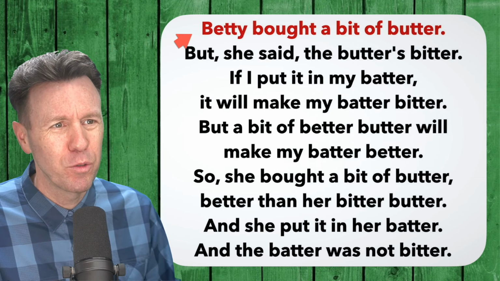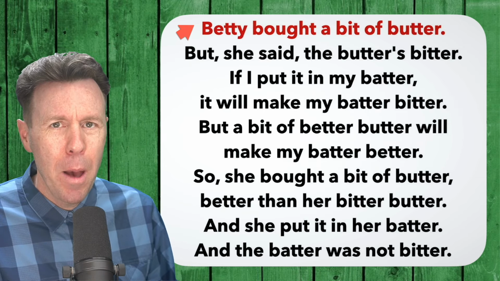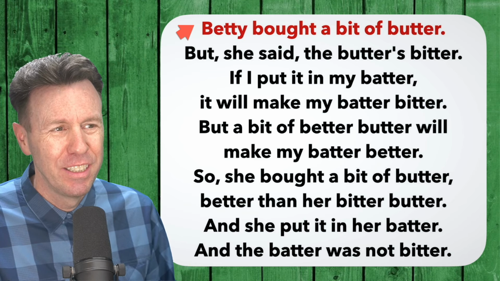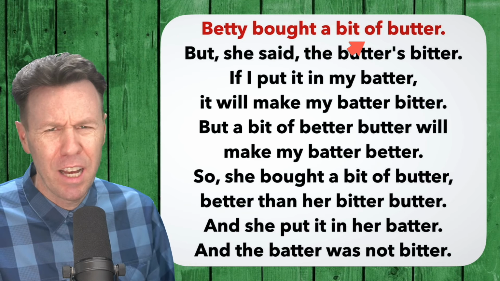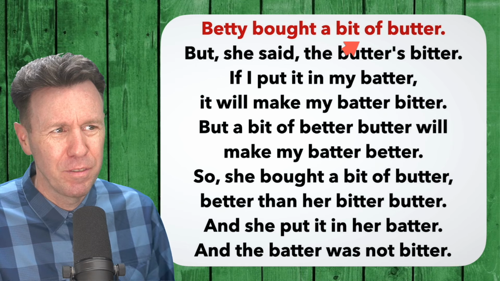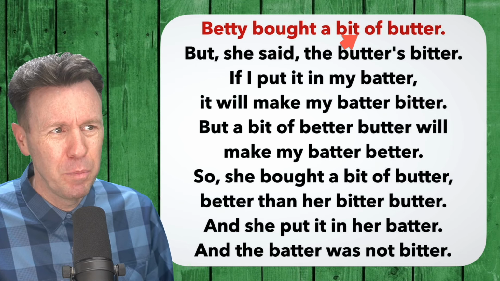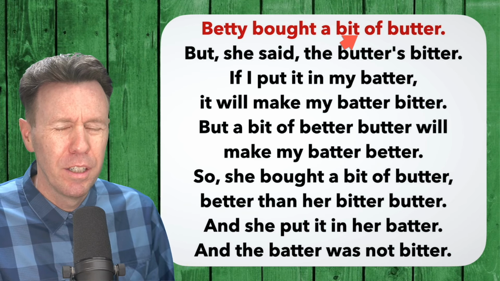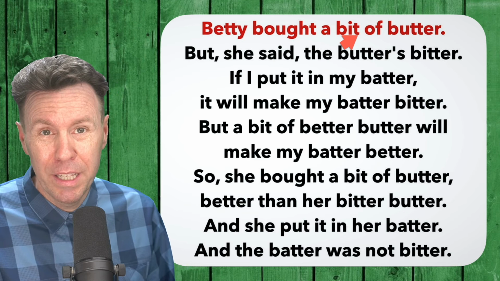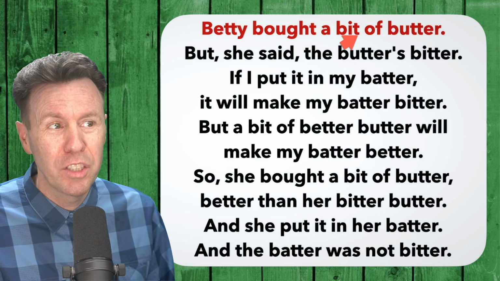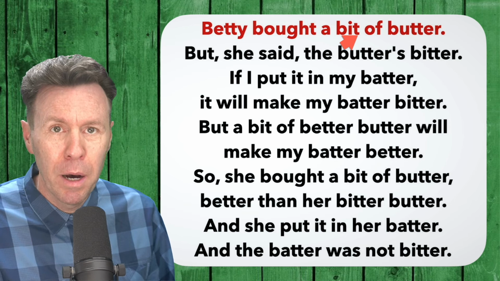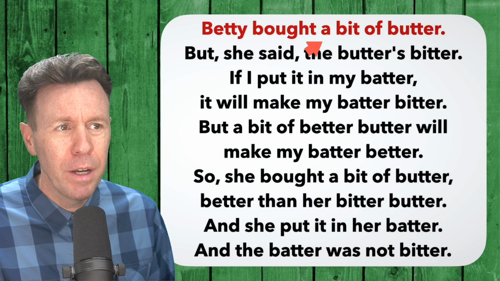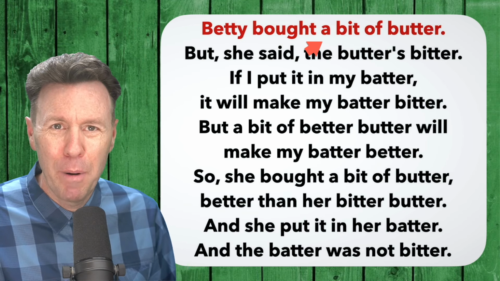All right, say this one with me. Betty bought a bit of butter. Okay, so I kind of enunciated the T really, but it would be a bit of butter. A bit, a little bit. A bit of butter becomes a bit of butter. Betty bought a bit of butter.